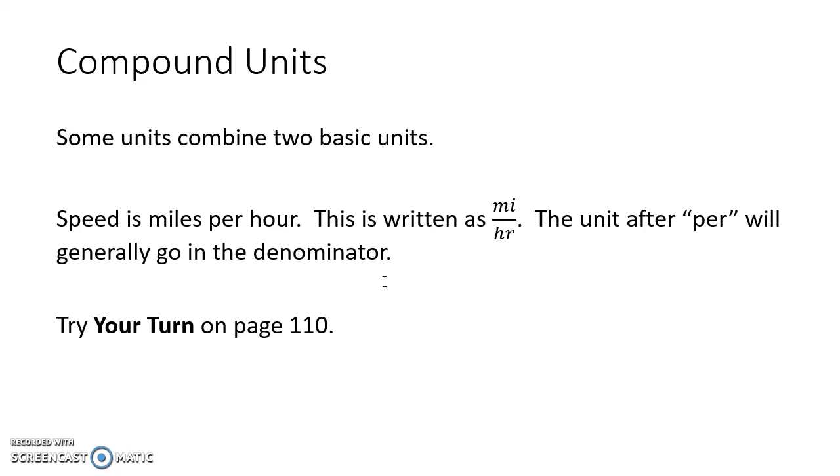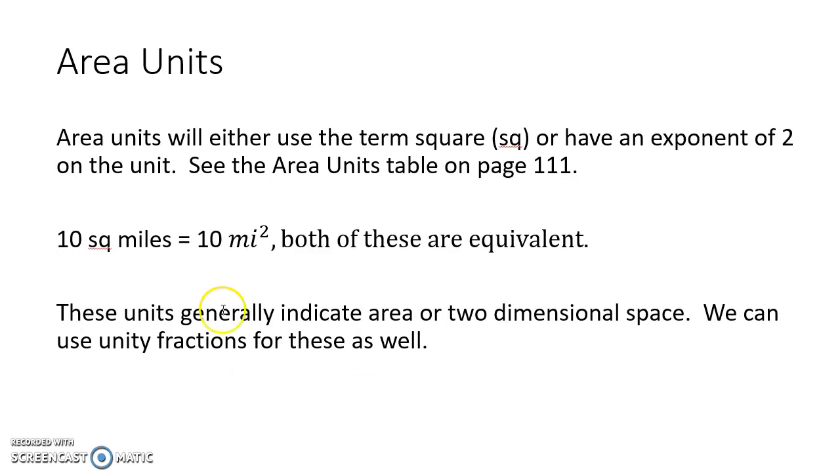Now, when I say miles per hour, whatever comes after that word per, that goes on the bottom of my fraction. So miles would be on the top, hours would be on the bottom. And if you look in the book, you'll find some other examples. Go ahead and try your turn on page 110. It'll ask you to identify some compound units. Remember, you're looking for those units that use more than one type of unit.